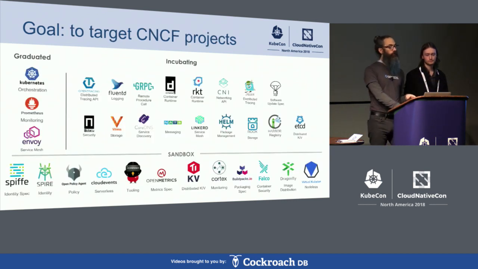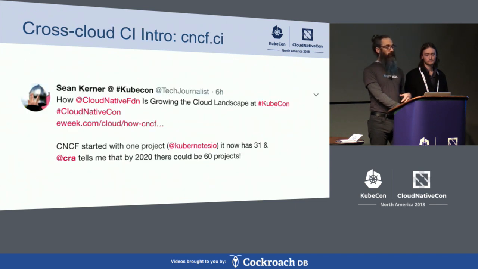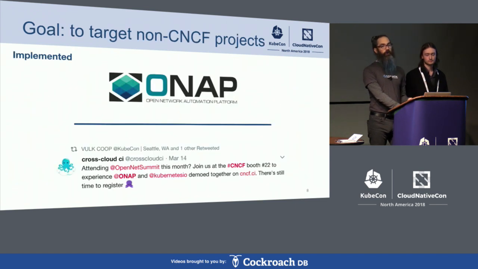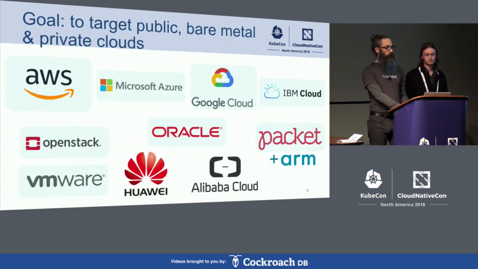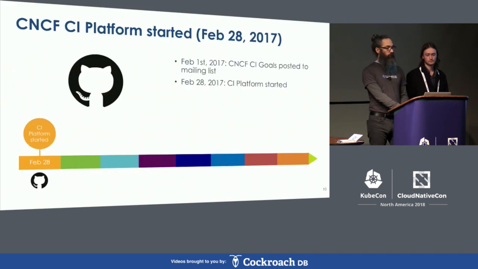The original goal was to target all the CNCF projects and eventually get to those. It keeps growing, of course, as well as adding other projects. ONAP would be one, a Linux Foundation project. And then target different cloud providers, including bare metal, and support hybrid clouds. And the inception of the project started February 2017 as far as implementation.